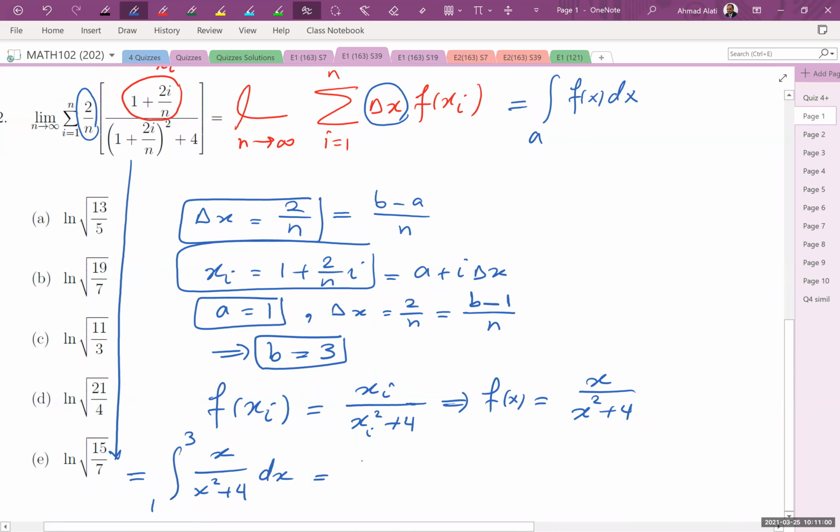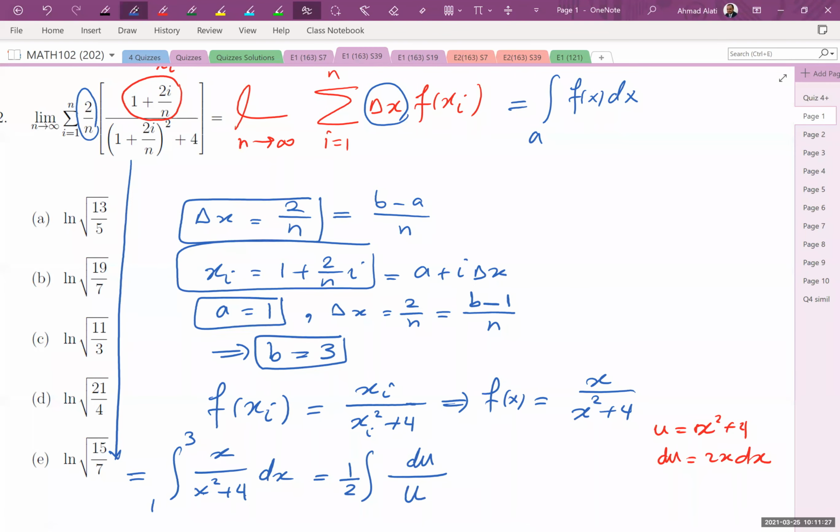What is this? This is the integral of u, and here you will have du, but over half. Guys, if we put u equals x squared plus 4, then du will be 2x dx. We have x dx, we need just to divide by half. Here it is. Now, what about the upper and the lower limits? When x is 1, what will be u? It will be 5. When it is 3, it will be 13.